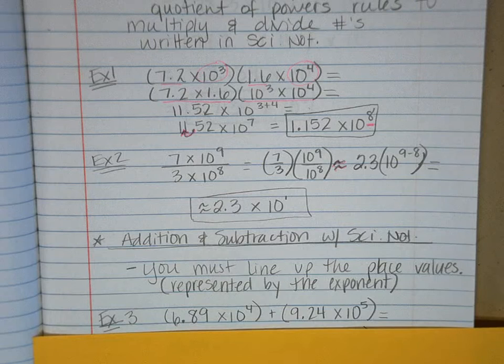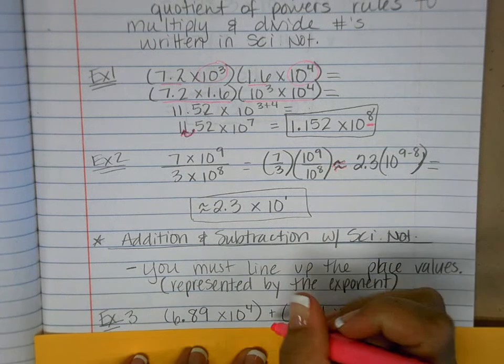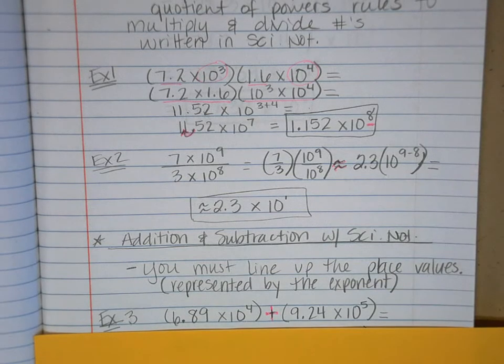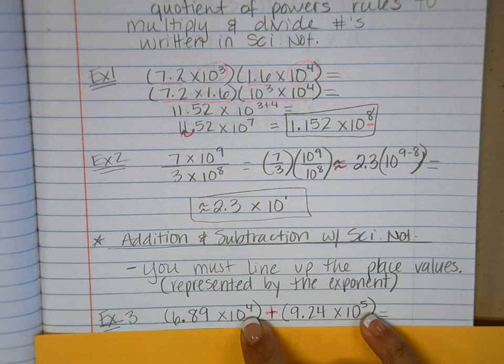Here's an example of what I'm talking about. So I have 6.89 times 10 to the 4th plus 9.24 times 10 to the 5th. My place values are the exponents. Are they the same? No, this is not a trick question. Is 4 the same as 5? No. So we have to fix that.